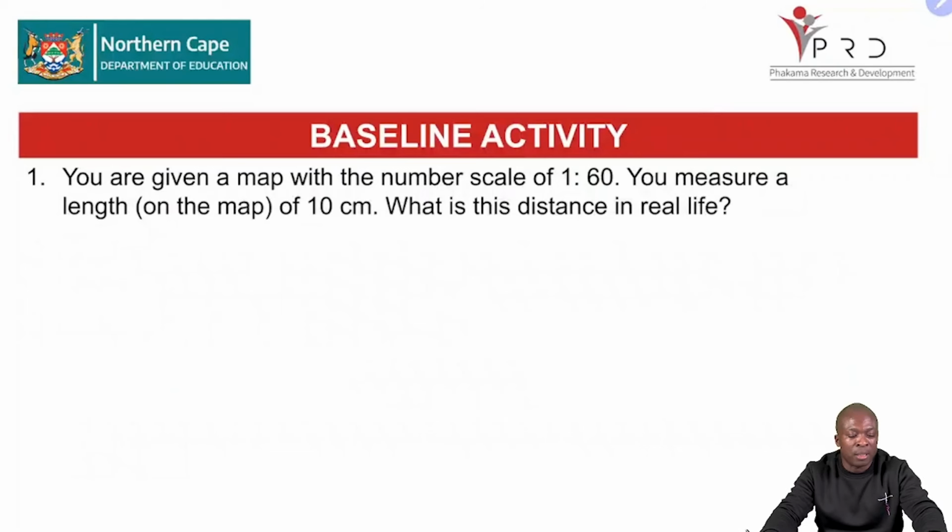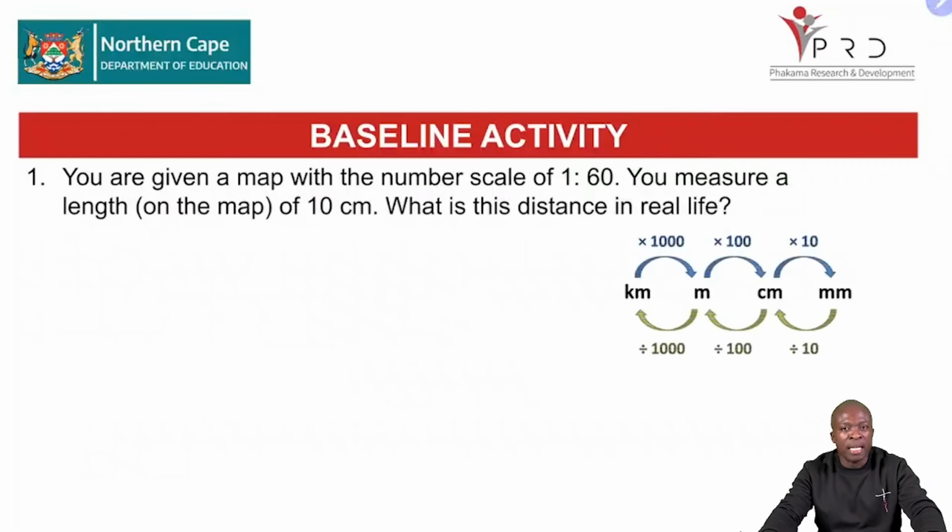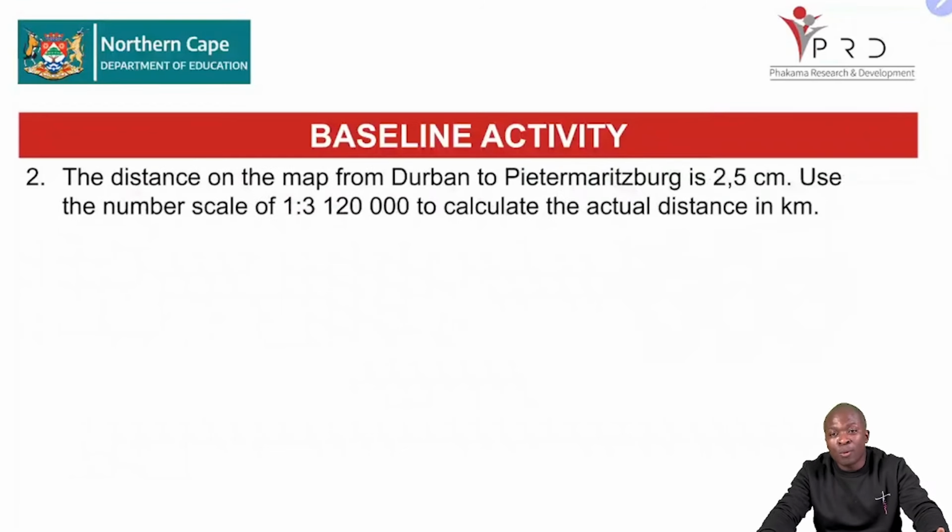Let's look at the first question. You are given a map with the number scale of 1:60. You measure a length on the map to be 10 centimeters. What is this distance in real life? I hope you managed to answer the question. For us to answer this question, remember, we need to fall back on our knowledge of converting. When you are not able to convert, then you are going to have a lot of challenges.